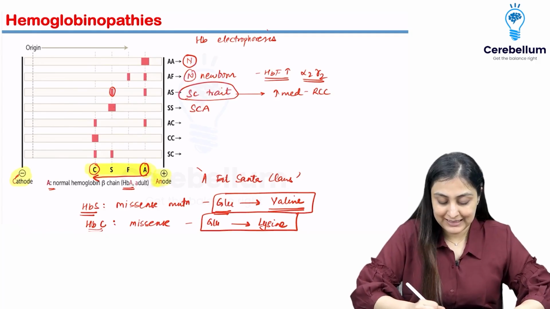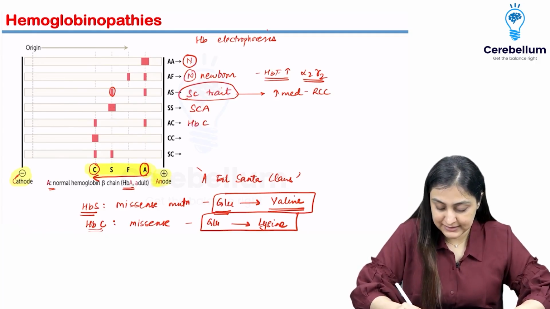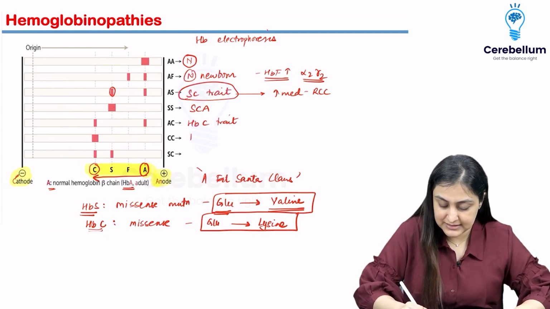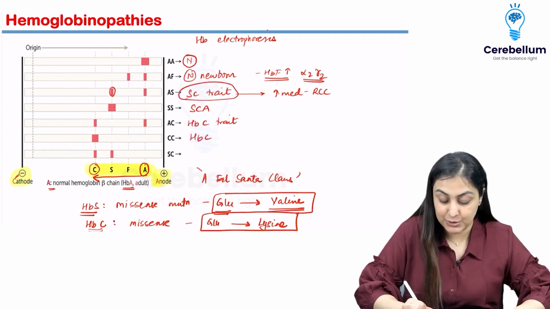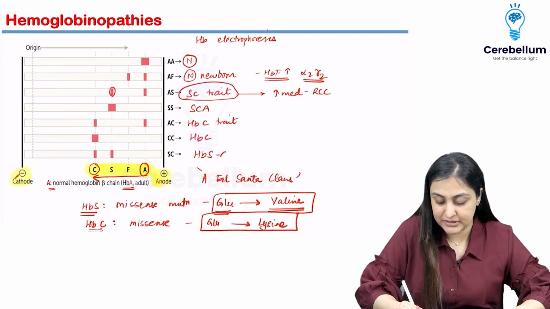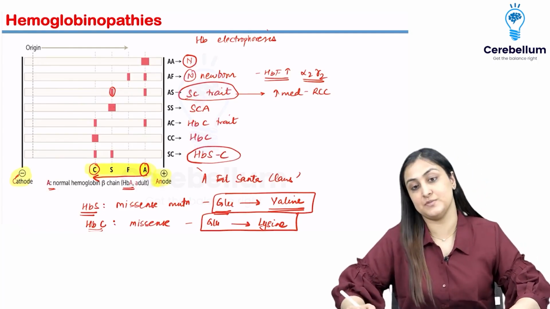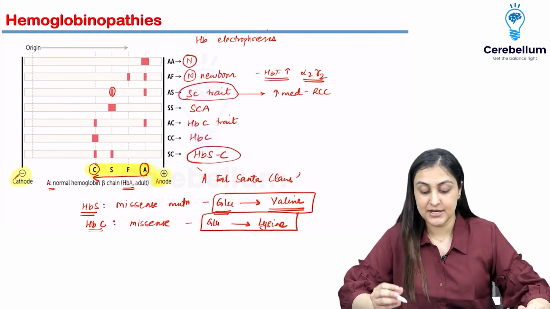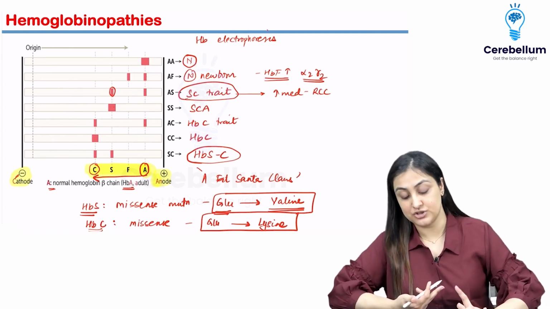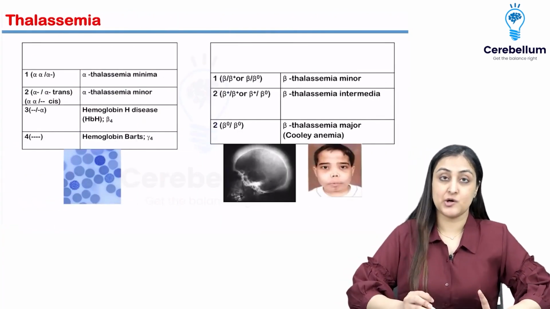When you have one A and one C, this is HBC trait. When you have both C, this is HBC disease, and when you have S and C, this is a combination of sickle cell with HBC. So this is HBSC disease. This can be asked as an applied question to you. Okay. Now let's talk about thalassemia.